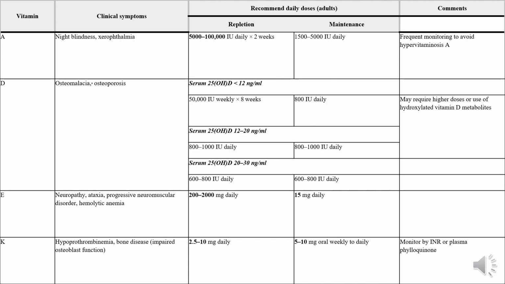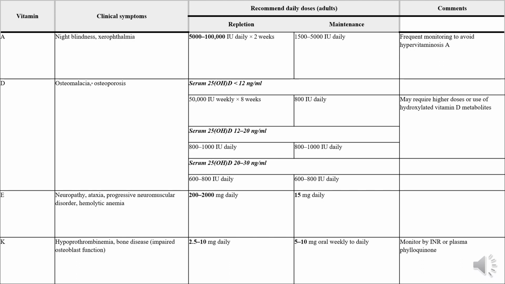For vitamin D, those patients are prone to osteomalacia, osteoporosis. You obtain a DEXA, and then you decide based on the score if the replacement is going to be based on the vitamin D level. If below 12 nanogram per milliliter, you're going to do 50K international units for 8 weeks and 50K weekly for 8 weeks. Then you do maintenance by 800 international units daily.